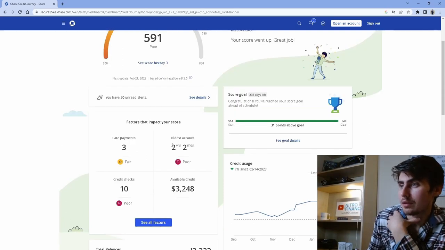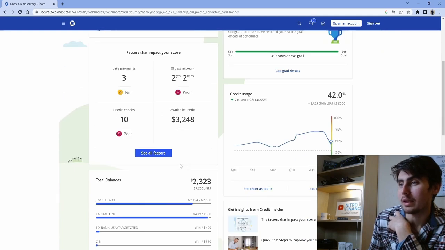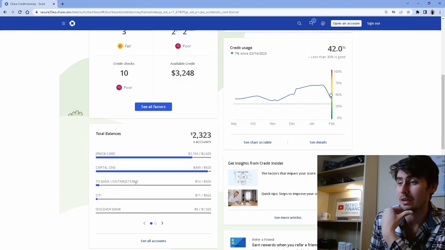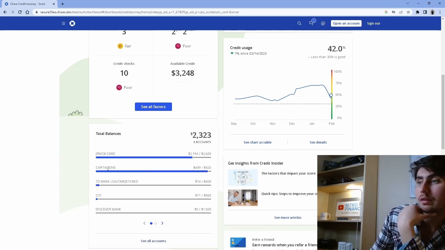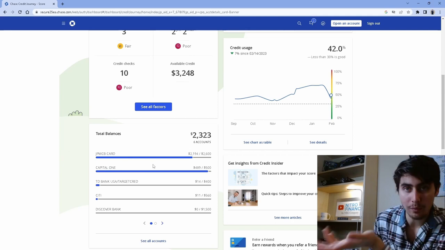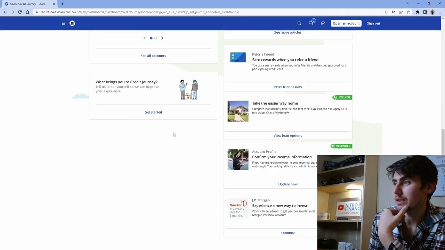3 late payments, 2 years, 2 months, credit checks 10, available credit 3248. So we paid off. I don't know why it's still showing this TD Bank USA Target card, but we're gonna have to check on that because that should be gone. Same thing with Lowe's. So the Citi one's paid off. Capital One needs to be paid off, but that one actually has $100 on it. And then this one we're slowly chipping away. So that's really good.